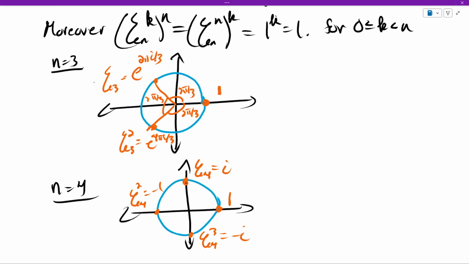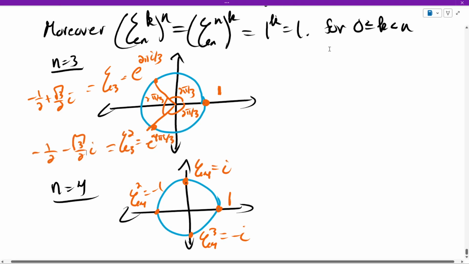And since I computed these, let's also compute these. If you sit there and you work out the algebra, you work out the cosine of 2 pi over 3 and sine 2 pi over 3. You get negative 1/2 plus root 3 over 2 i, and you get negative 1/2 minus root 3 over 2 i. And that's what you get. N equals 5 is similar, and so on.